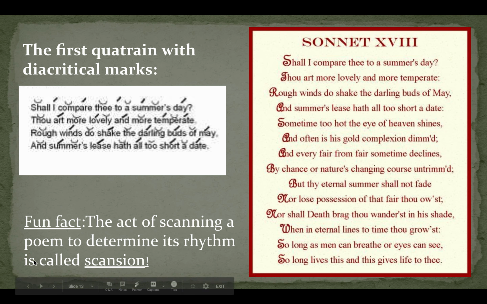Hey, you guys, here's a fun fact. As you look at a poem and try to figure out where the stressed and unstressed syllables are, this is called scansion. The act of scanning a poem to determine its rhythm or meter is called scansion, and that's just what we did here. So we can go through and figure out if something is iambic pentameter by reading it a few times and getting a sense for its rhythm. Da da da da da da da da da da.